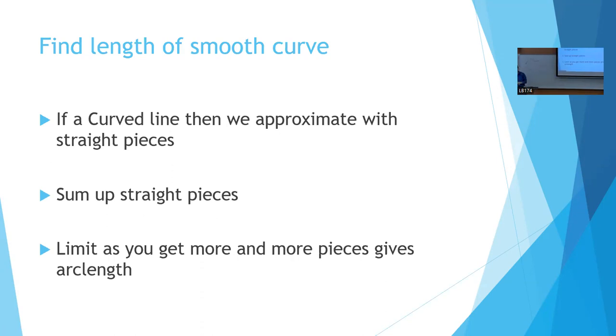All right. So if we have a curved line or just a smooth curve, we're going to approximate it with straight pieces. And we're going to add up all those little straight pieces. And then as I get more and more and more pieces, I'm going to get closer and closer to the arc length. So if I take the limit as I get more and more pieces, it's going to give me the arc length. And obviously, we're going to add up more and more pieces as well.